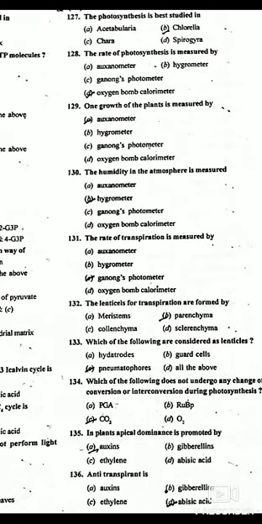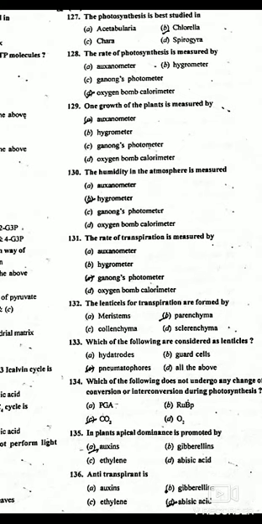127, the photosynthesis is best studied in option B, chlorella. 128, the rate of photosynthesis is measured by option D, oxygen bomb calorimeter. 129, the growth of plant is measured by option A, auxanometer. 130, the humidity in the atmosphere is measured by option B, hygrometer. 131, the rate of transpiration is measured by option C, Ganong's potometer.